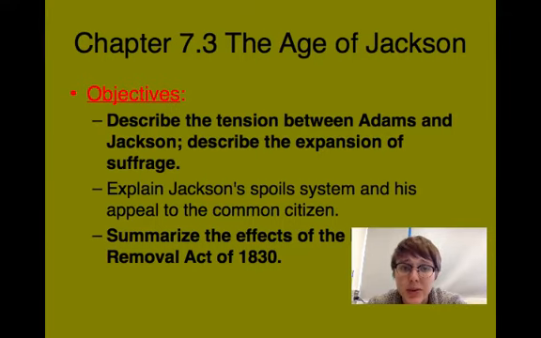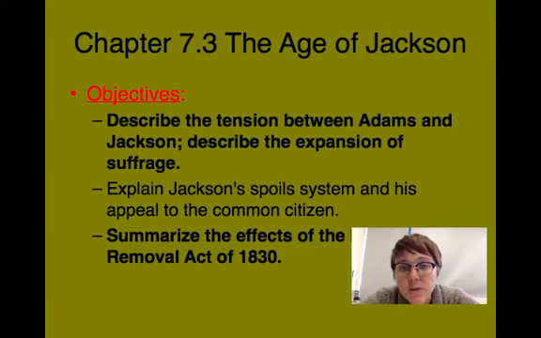This is chapter 7.3. Our first objective this week is to describe the tensions between Adams and Jackson and describe the expansion of suffrage. Suffrage means that more and more people in the US are voting because the population is spreading. The second is explaining Jackson's spoils system and his appeal to the common citizen. The last is that we're going to summarize the effects of the Indian Removal Act. These three objectives are what we're looking at in this one chapter.